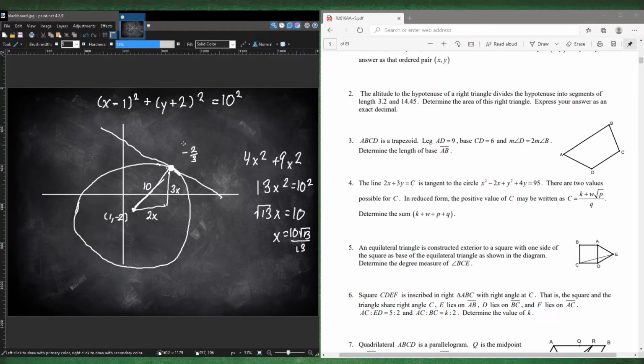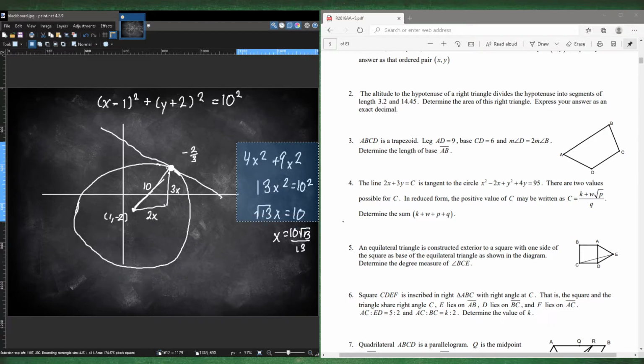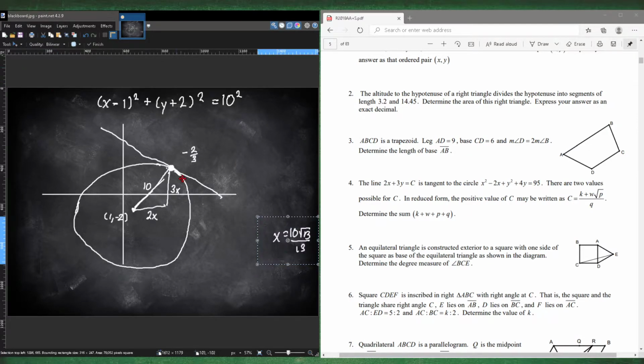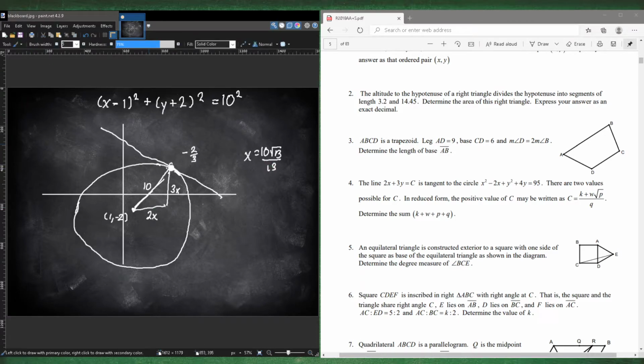So we know that value. So we know our x, and now we know where this point is that goes through this line. And that point is just going to be from 1. Our x value is 1 plus 2x, and 2 times this x is 20 square root 13 over 13. And this is our x value. Now we need to find our y value. Our y value starts at negative 2 plus 3x, so 3 times this x, which is 30 square root 13 over 13, equals your y.